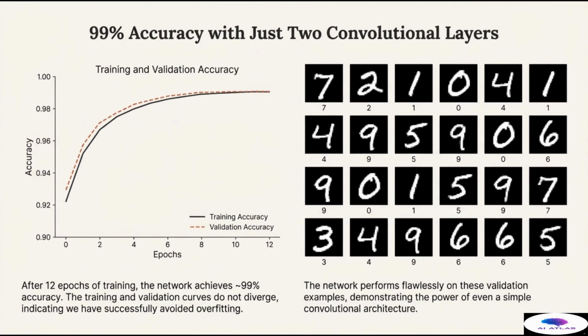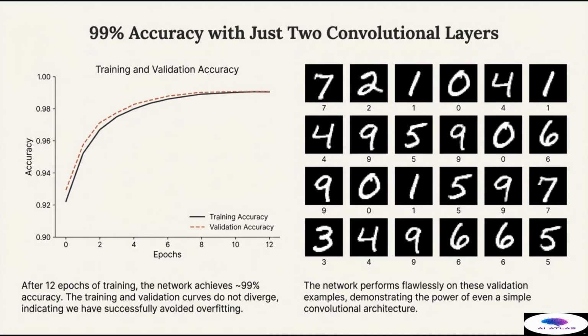Once trained on the MNIST dataset, this simple 2-convolutional layer architecture demonstrates remarkable proficiency. The graph on the left illustrates the training process over 12 epochs. Crucially, we observe 2 important things. First, the network rapidly achieves high accuracy, exceeding 96% within the first few epochs. Second, and perhaps more importantly, the training accuracy curve and the validation accuracy curve run parallel and do not significantly diverge. This non-divergence indicates that we have successfully avoided overfitting. The network is not just memorizing the training examples, but is generalizing well to unseen data.